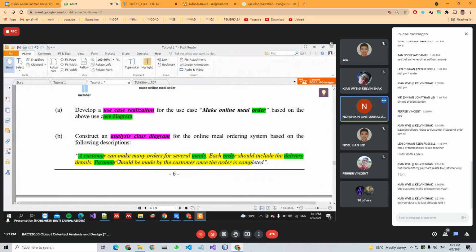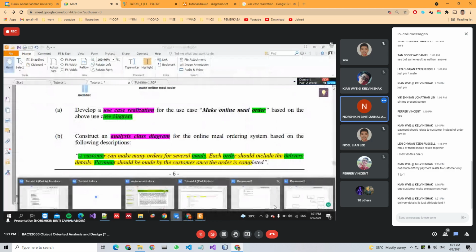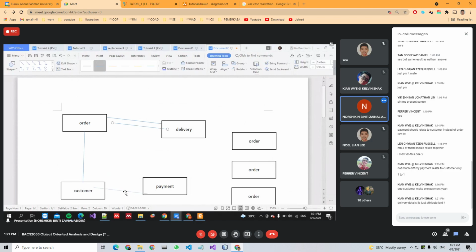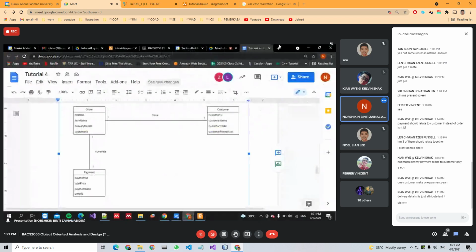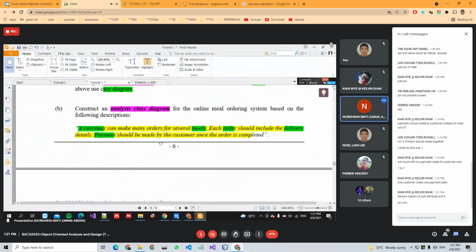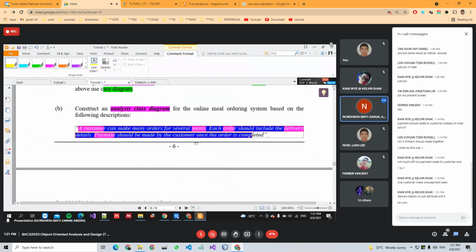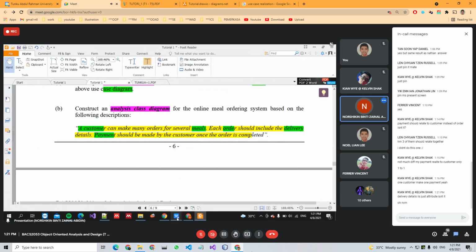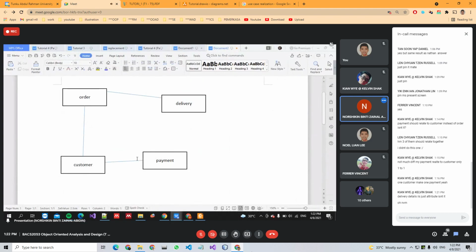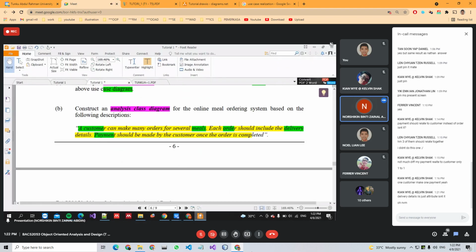Payment should be made by the customer. Payment and customer. Payment should be made once the order is completed. It's just an attribute. One customer makes one payment. So payment should be made by the customer once the order is completed. But here from payment to order, a customer can make many orders.